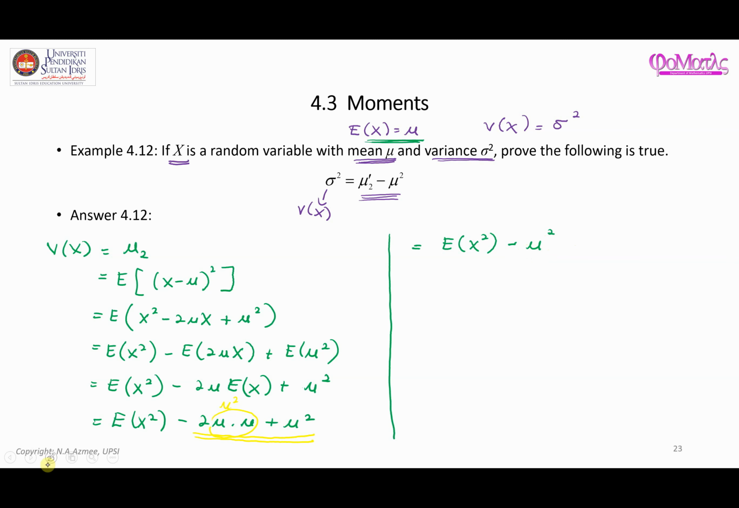Now what is E of x squared? You can see this is the definition of the second moment about the origin, and we know that the notation for that is mu prime 2. So we have mu prime 2 minus mu squared. We have managed to show that the variance of x, denoted by this symbol, is equal to the result you obtained on the right hand side, which is similar to the one shown above.